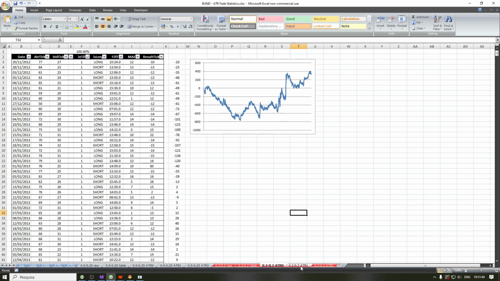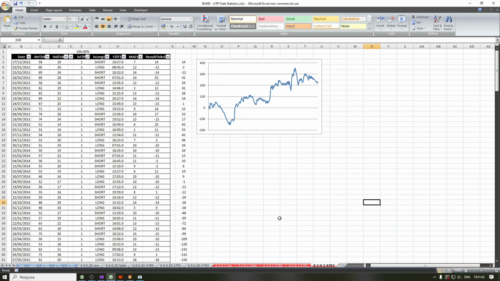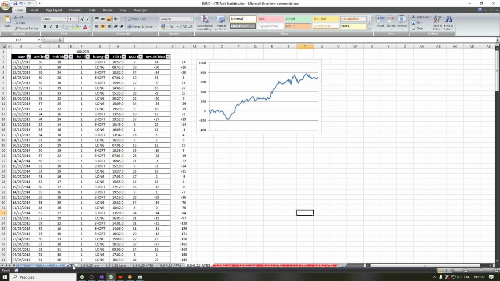And these are the results. So it's pretty much the same across the board from what I've tested. Basically, the only thing that I think is interesting here is fading 2 standard deviations past the ATR. So you can see all of these look pretty good.